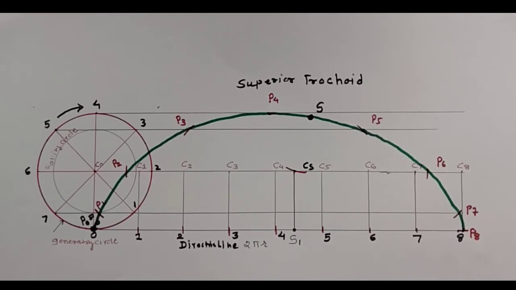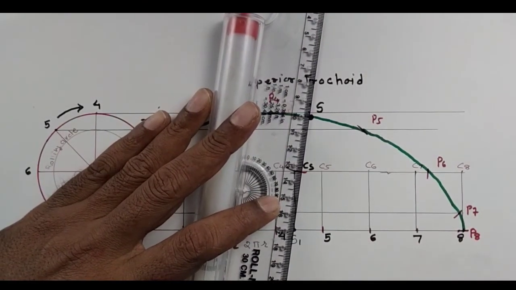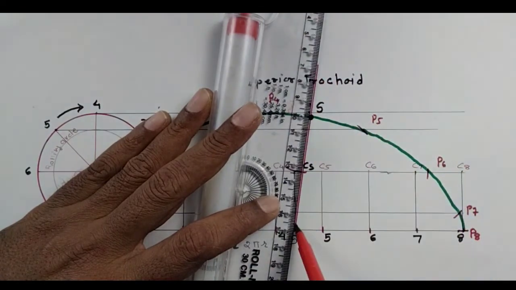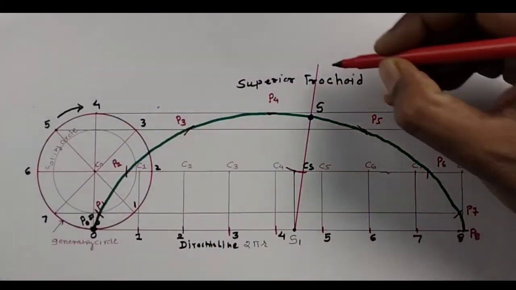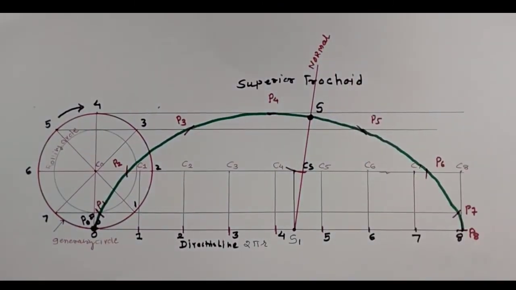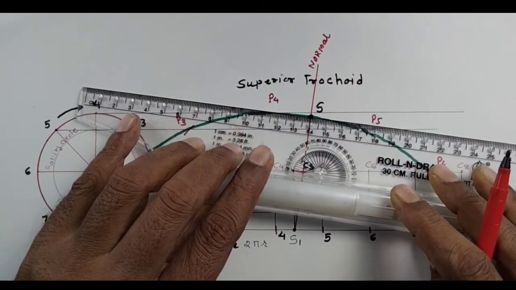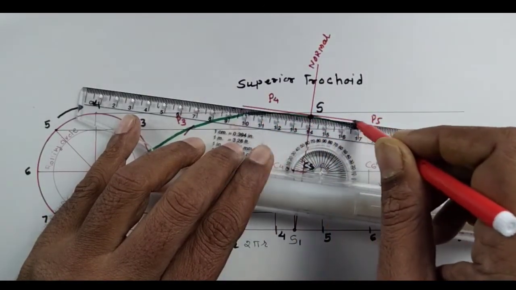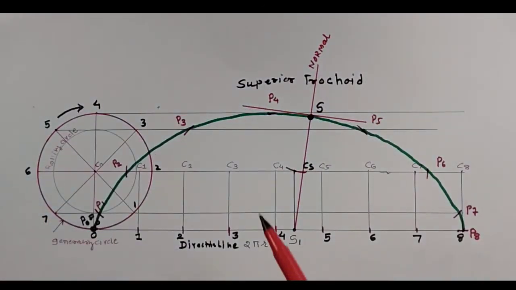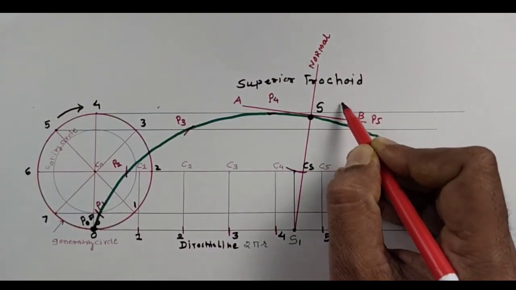Now join your S and S1 with a straight line. You can say it is the normal at our superior trochoid, and the perpendicular line to the normal is our tangent AB.